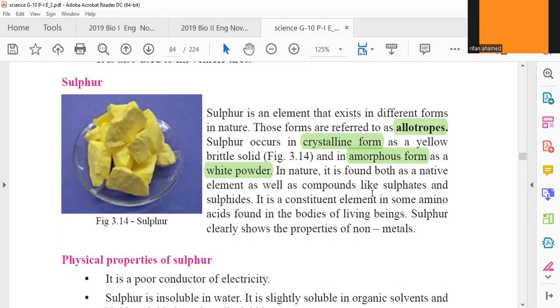Further, in nature, sulphur occurs in compounds like sulfates, such as calcium sulfate and magnesium sulfate, and sulfides, such as calcium sulfide, magnesium sulfide, cadmium sulfide, nickel sulfide and lead sulfide. Sulfate and sulfide compounds are called inorganic compounds. Further, you will notice sulfur in some amino acids. So biologically, in amino acids and proteins, you can observe sulfur.